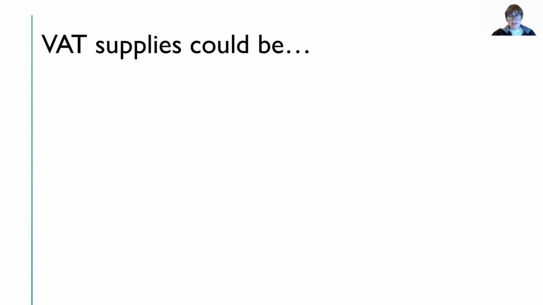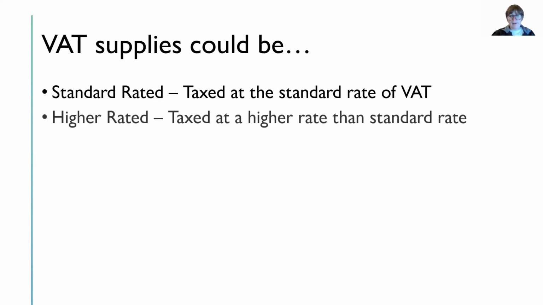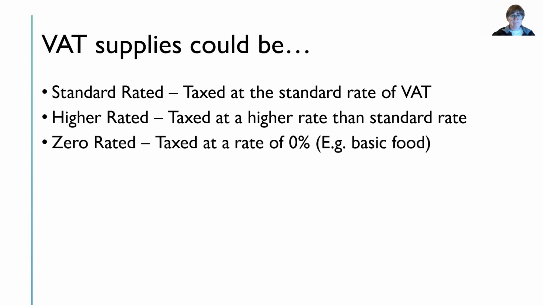So there are different rates for VAT supplies. Let's have a quick look at those now. Firstly, we have standard rate, which is going to be taxed at the standard rate of VAT. Currently in the UK, at the time of this recording, it is at 20%. That could be higher rated, so it could be taxed at a higher rate than standard rate. It could be zero rated, taxed at 0%. An example of that would be any basic food, which you do not have to pay VAT on.